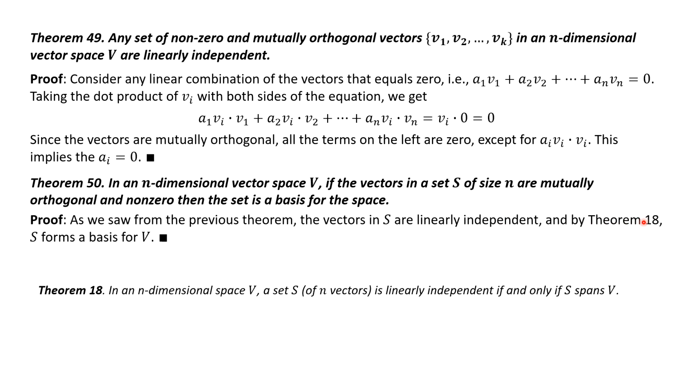And then by theorem 18, the set S forms a basis for V. I just copied theorem 18 down here to remind you. In an n-dimensional vector space, a set of n linearly independent vectors if and only if it spans V. So spanning implies independence, and independence implies spanning, assuming you have the same number of vectors as the dimension of your vector space, which is what we needed here.